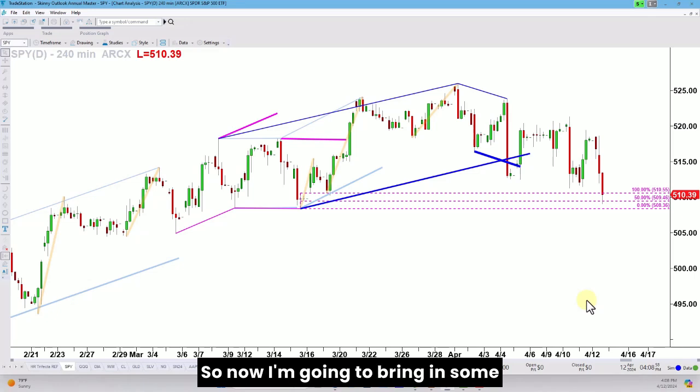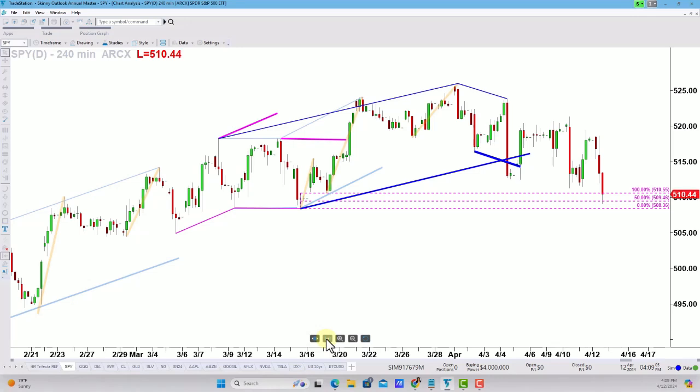So now I'm going to bring in some Gann analysis, and I'm going to look at the directional moves here on this action.